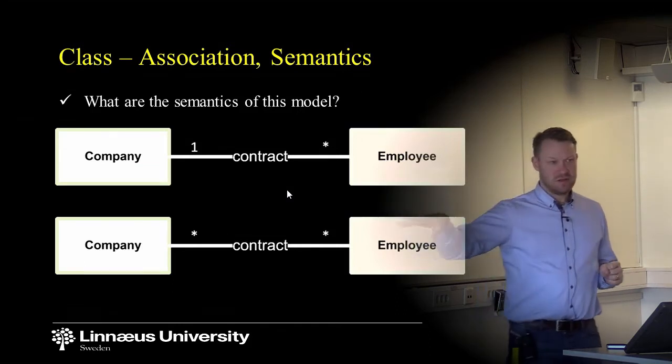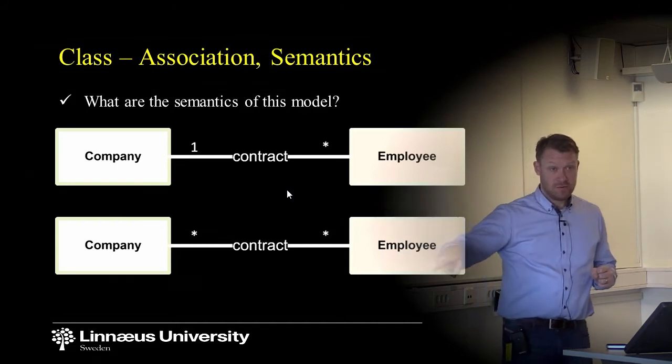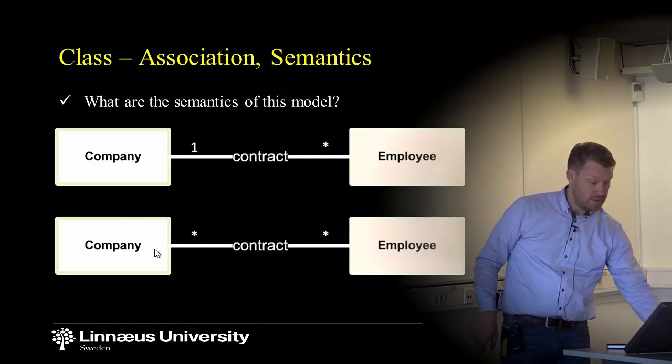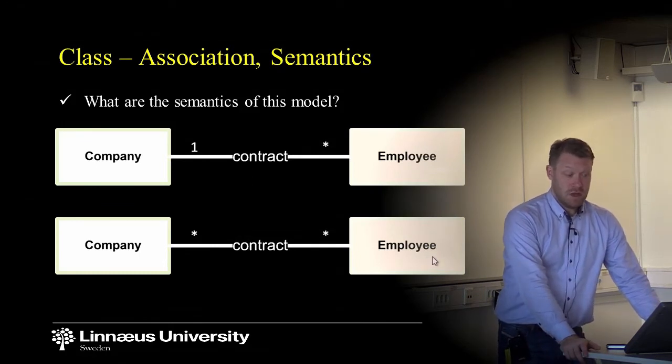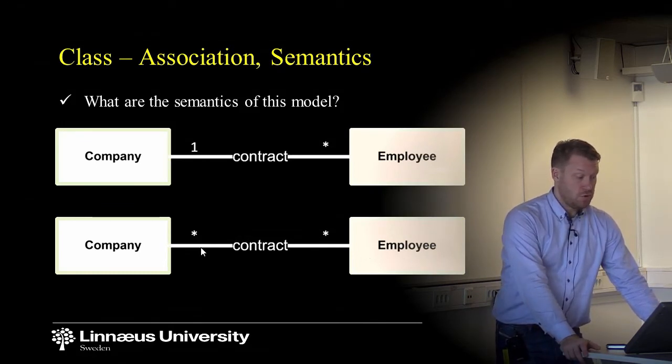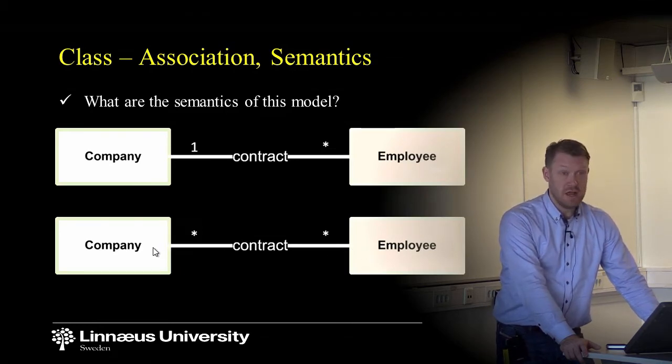I would argue that this is not semantically correct, because any number there, the asterisk over at this end here, means that an employee can refer to 0 company objects. And I would say that if you're not associated with any company object, then you're not an employee. So this is in fact a semantically incorrect model.